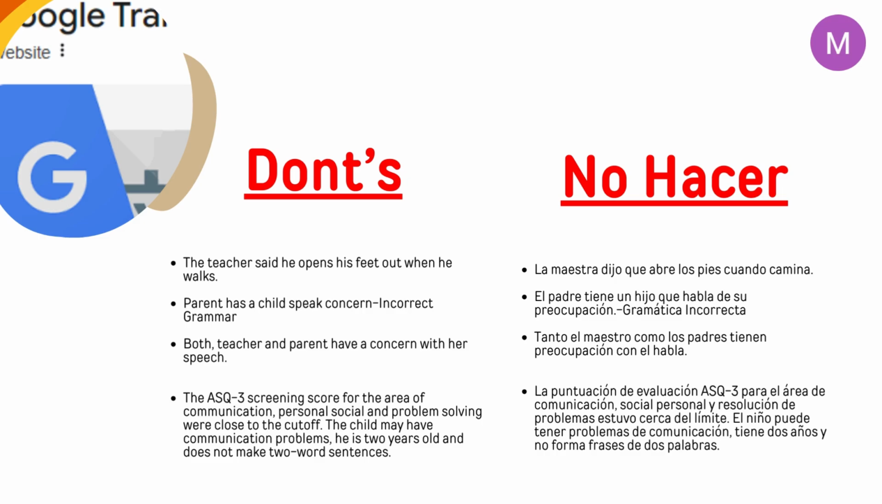Example 4. The ASQ3 screening score for the area of communication, personal social, and problem solving were close to the cutoff. The child may have communication problems. He is 2 years old and does not make two-word sentences. This example contains unnecessary information, such as the child may have communication problems. To prevent misunderstandings caused by incorrect grammar, please use Google Translate for precise grammar corrections and translations. As previously mentioned, when sending a referral, ensure to include all pertinent details: who, what, when, where, and why.